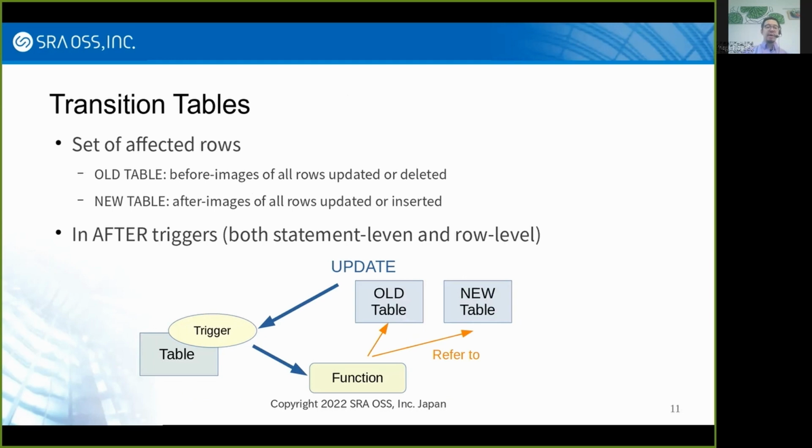And also, you can refer to transition tables in trigger functions. A transition table is a set of affected rows. There are two types of tables. The old table has the before images of all rows updated or deleted, and the new table has the after images of all rows updated or inserted. The transition table can be used in after triggers for statement level or row level triggers.